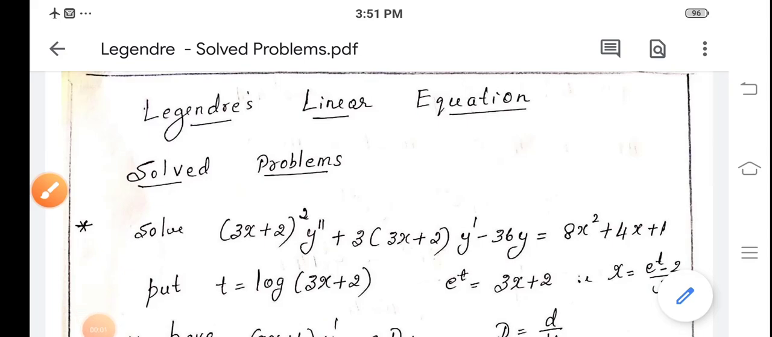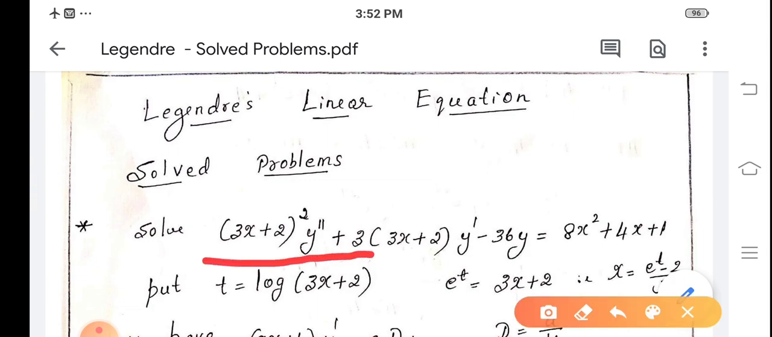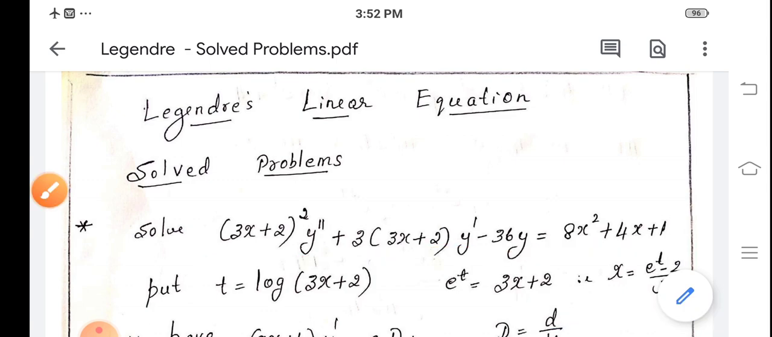Hello students, in the previous session we discussed how to reduce Legendre's linear equation into a differential equation with constant coefficients. Now today we will discuss a few problems on Legendre's equation. First problem: solve (3x+2)² y'' + 3(3x+2) y' − 36y = 8x² + 4x + 1.